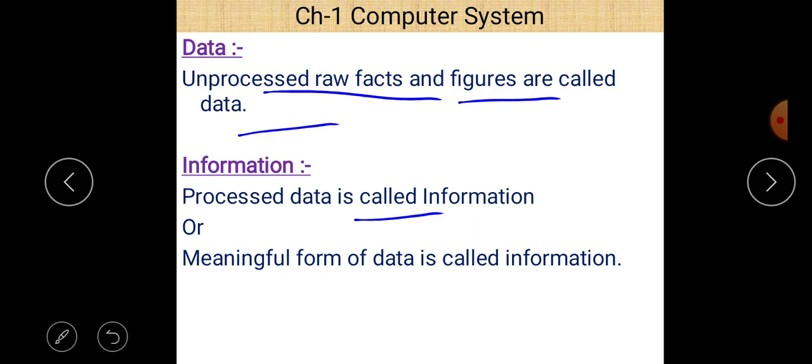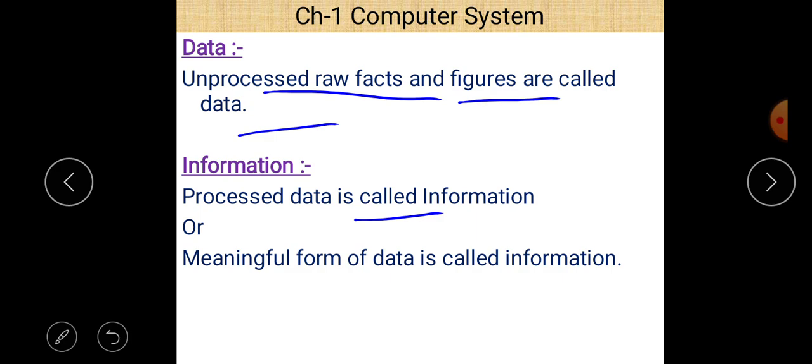It simply means that in a computer system, the unprocessed raw facts and figures are called the data. It means what you give to the computer system is the form of our data, and this data is any statistics, facts, figures, pictures, and also sound. All these are categorized into the form of data. And then after that, the computer system processes the data, and we get the information, that is the meaningful form of the data. So that is a very important difference between data and information.